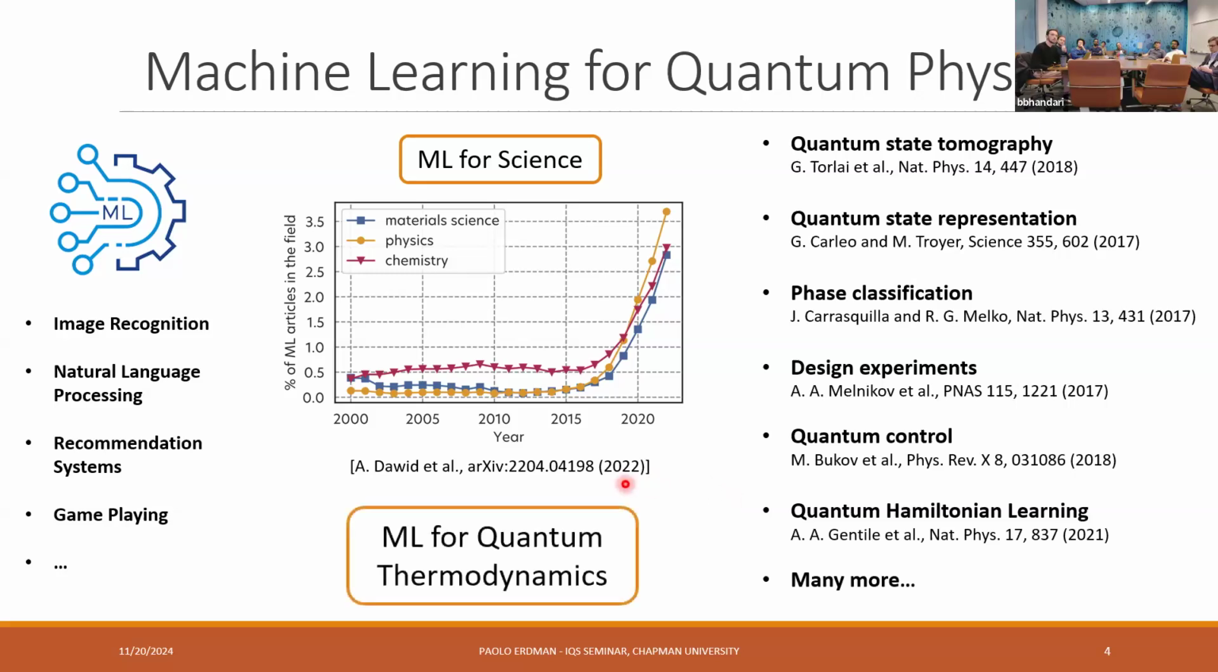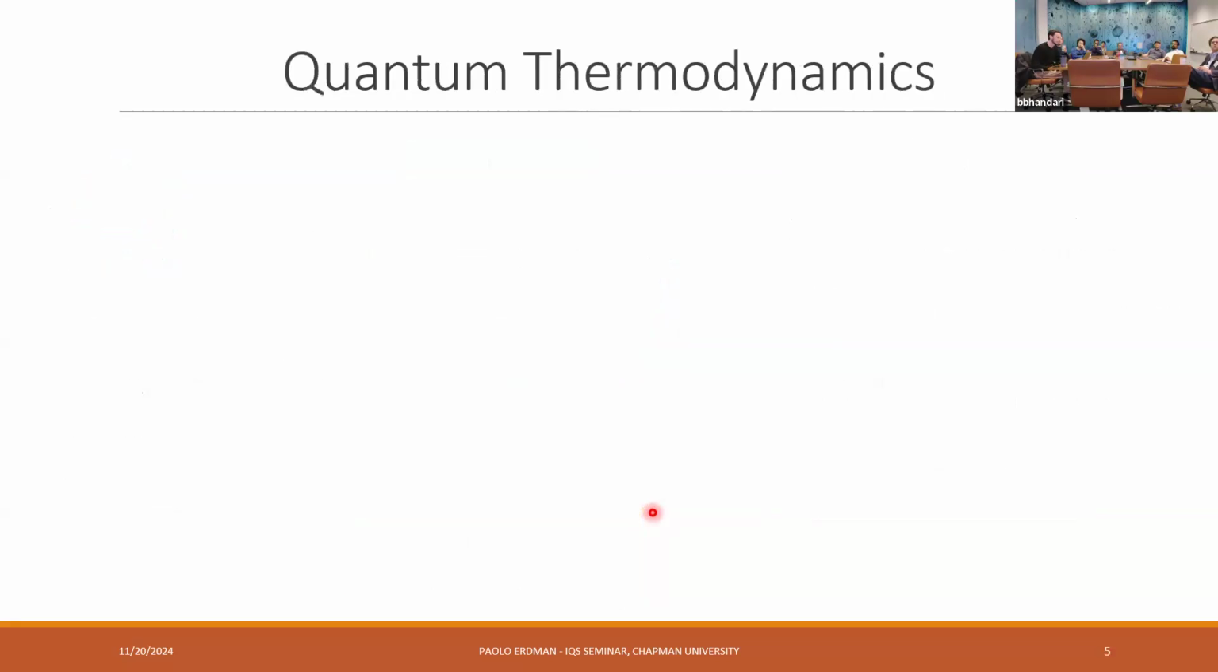What I'll focus on is more the use of machine learning in quantum thermodynamics, which has arguably been less studied, also because quantum thermodynamics is probably a smaller field compared to quantum computation, but there's still quite a few things one can do.